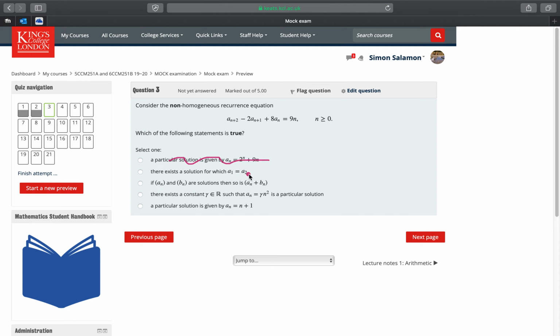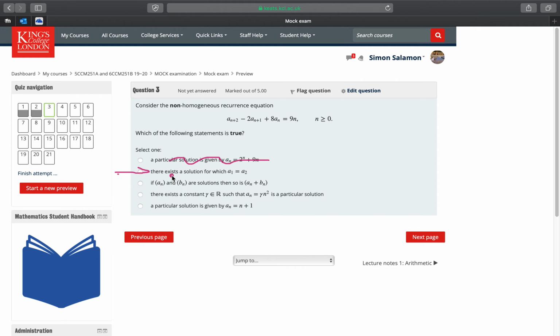There exists a solution for which A1 is equal to A2. Well, that's definitely true because, as I said before, with these sorts of equations, you can always specify two initial conditions. So here we're not even quite doing that. We're just saying that A1 is equal to A2. We could set them both equal to 1, in fact. But this is therefore true. So the correct answer should just be that one.